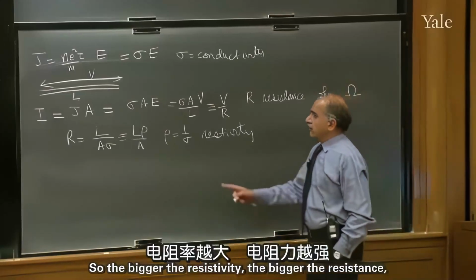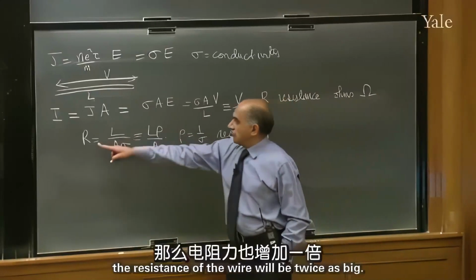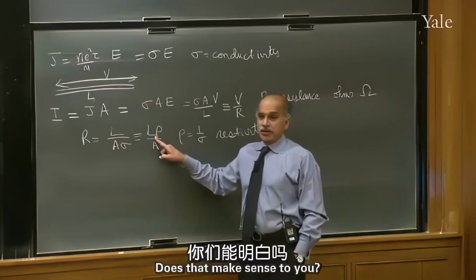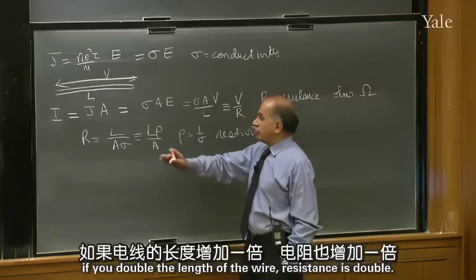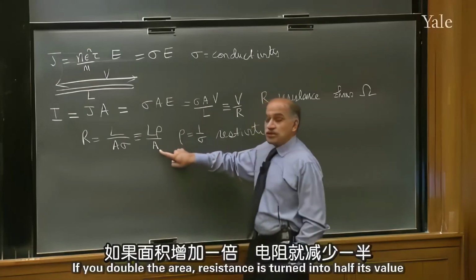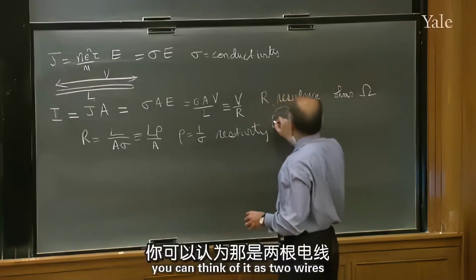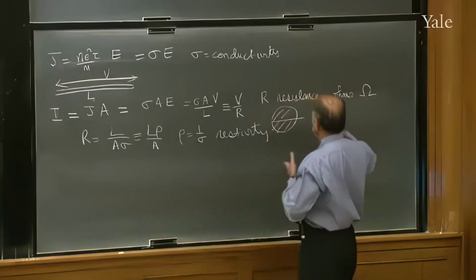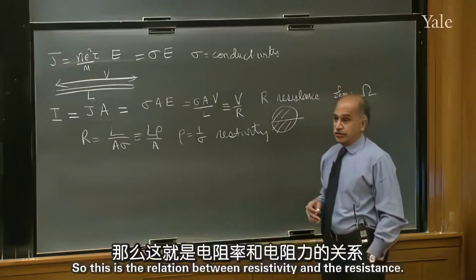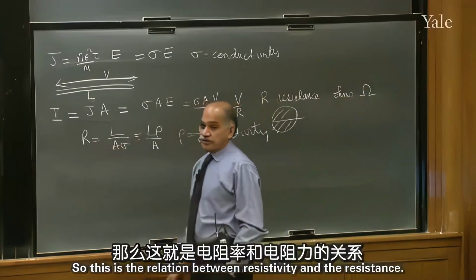So bigger the resistivity, bigger the resistance, but notice if the wire is twice as long, the resistance of the wire will be twice as big. That makes sense to you? For a given material, if you double the length of the wire, the resistance is doubled. If you double the area, resistance is turned into half its value. Because if you got a big wire, you can think of it as two wires which are carrying the current together, therefore the resistance is half as much. So this is the relation between resistivity and the resistance.